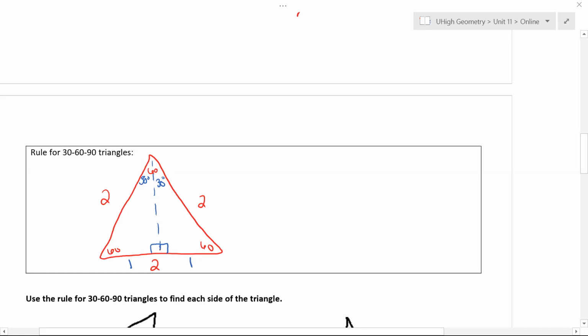So what I want to figure out is what is that height that I created. Just as a quick reminder, we could find that by doing the Pythagorean theorem. If I called the height h, I would say h squared plus my base of 1 squared equals a hypotenuse 2 squared. So h squared plus 1 equals 4. Subtract my 1 over and I get h squared equals 3, or h equals the square root of 3. So my height equals the square root of 3.